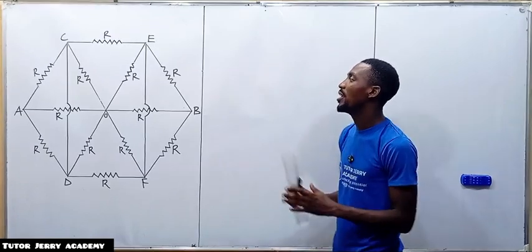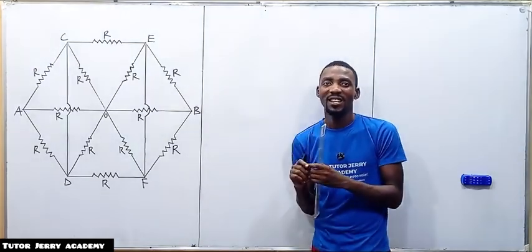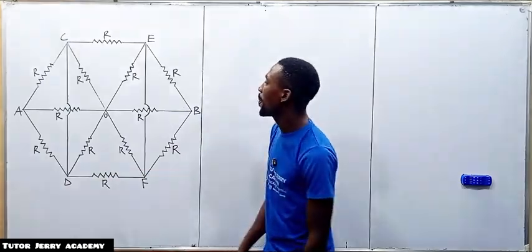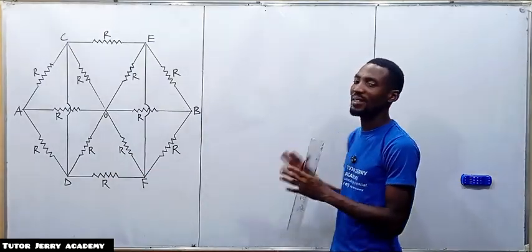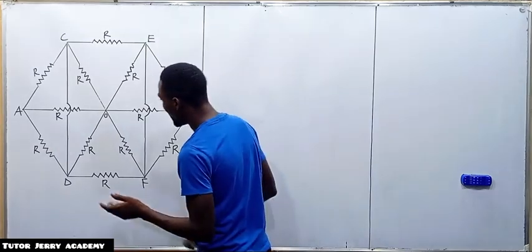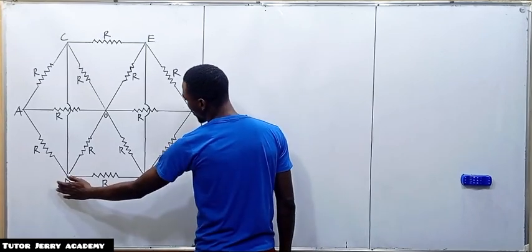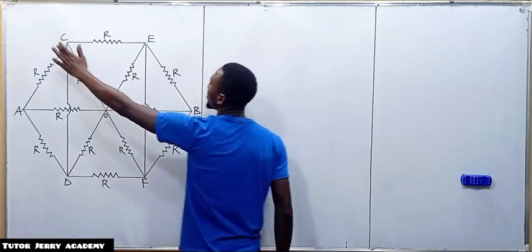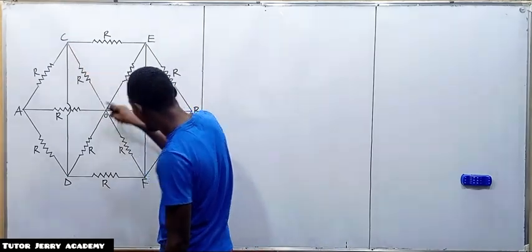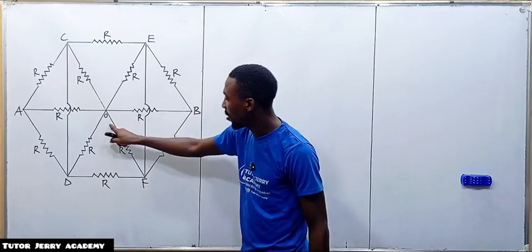If you look at this circuit, it is symmetrical. Exactly, you can see it's symmetrical. So if it is symmetrical, it means it's going to obey the law of symmetry. If we supply voltage to this circuit, the current that flows through DF will be the same as the current that flows through CE. The current that flows through CO will be the same as the current that flows through OF, and the current that flows through OE will be the same as the current that flows through OD.